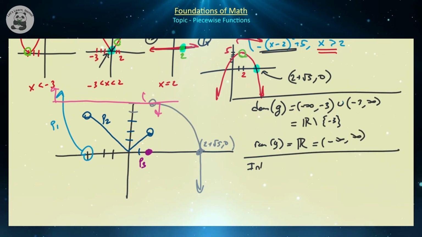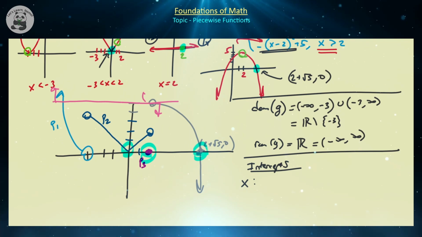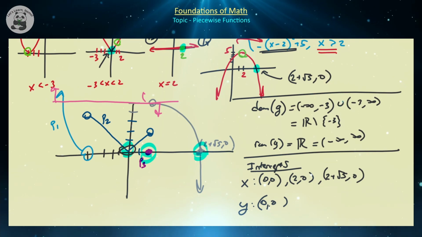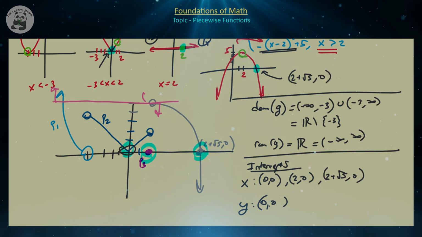Let's also mention what the intercepts are. So for the x-intercepts, we have a few. We have this point here, and this point here. So we have 3 x-intercepts. So we have (0, 0), we have (2, 0), and we have (2 plus the square root of 5, 0). And for the y-intercepts, we have the origin, (0, 0). And that's the intercepts, domain, range, and graph of that fun little piecewise function.